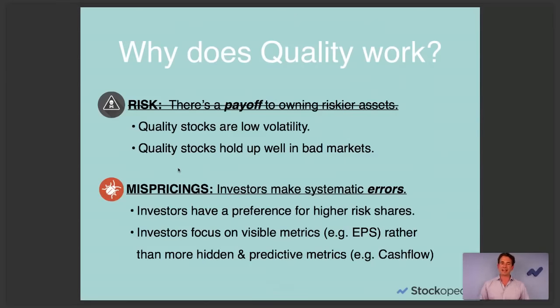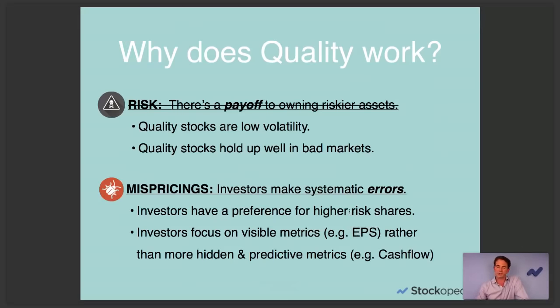Now, again, looking at it through this lens of risk and mispricings as the two ideas around why factors work, nobody can figure out that there's any more risk associated with higher quality shares, because higher quality shares tend to be lower volatility. They also tend to hold up particularly well in bad markets. So you get a flight to quality whenever things are bad. So in academic research, they have tried to figure out why higher quality shares are riskier, but they can't figure it out. So the only reason why quality really should outperform is because investors are making errors, that investors possibly have a preference for higher risk shares.